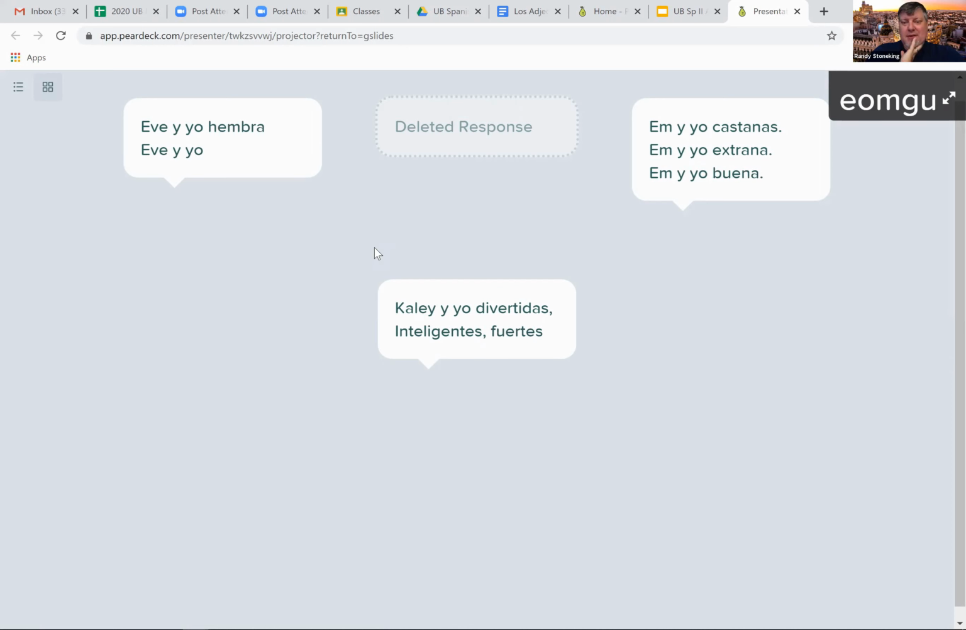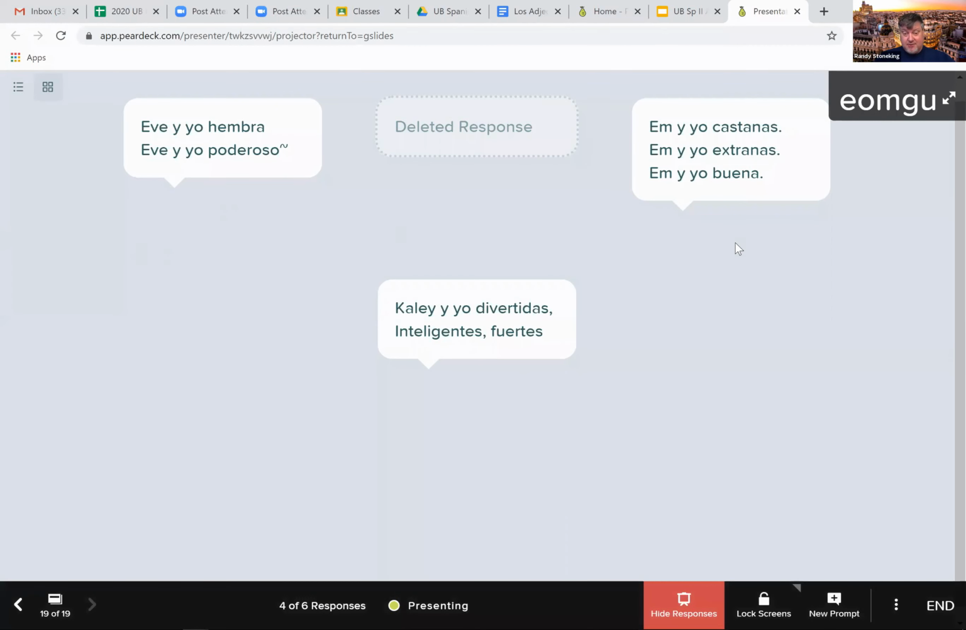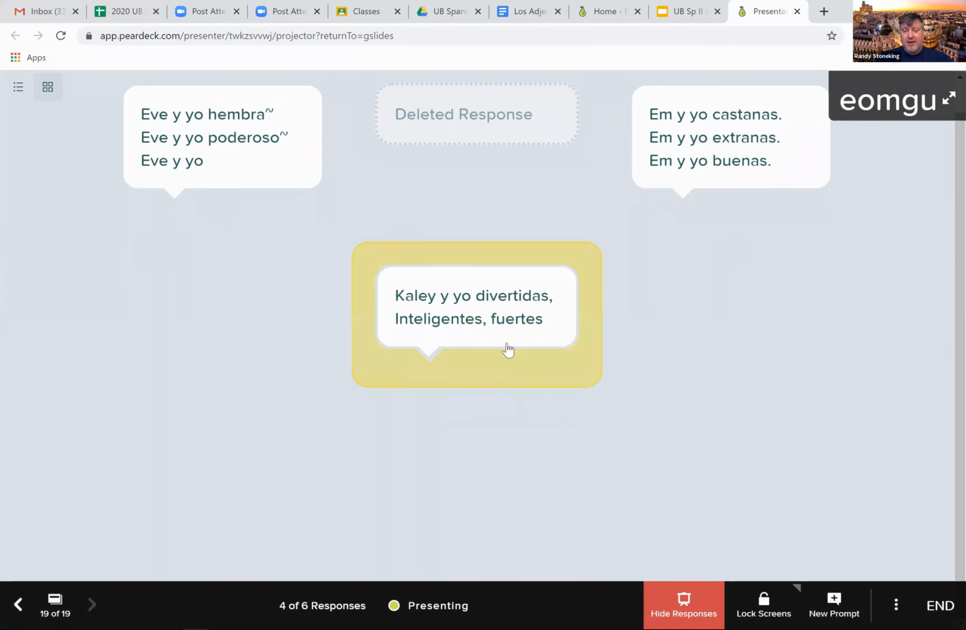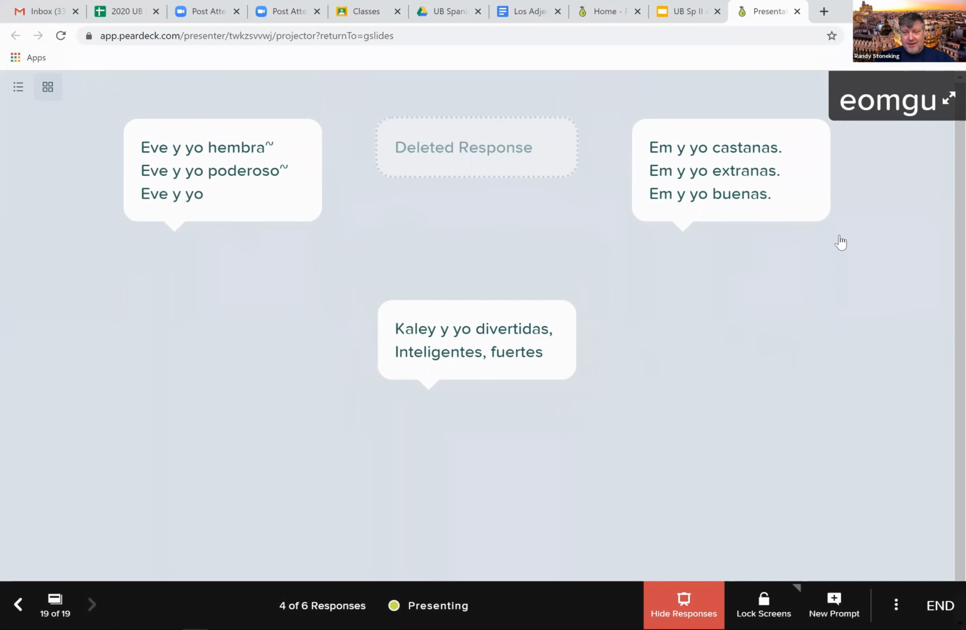Same thing with like if you're going to use extraña and buena, make them plural. Extrañas, buenas. So we have like Kaylee y yo, we have divertidas, that's 2 feminine. So divertidas, we have inteligentes, and we have fuertes. Perfecto. Castañas, extrañas, buenas. Extrañas y buenas. Very good.